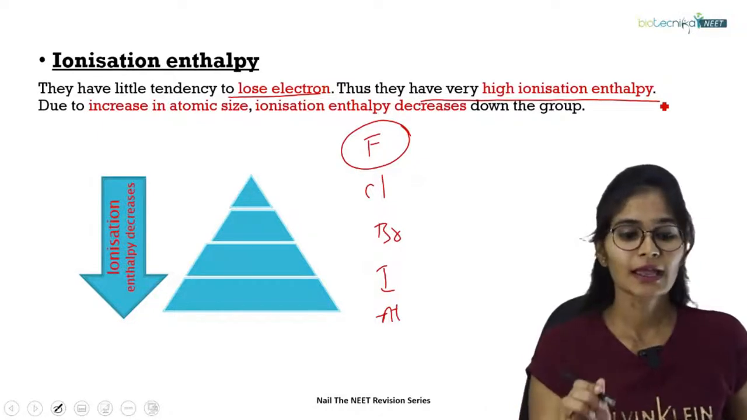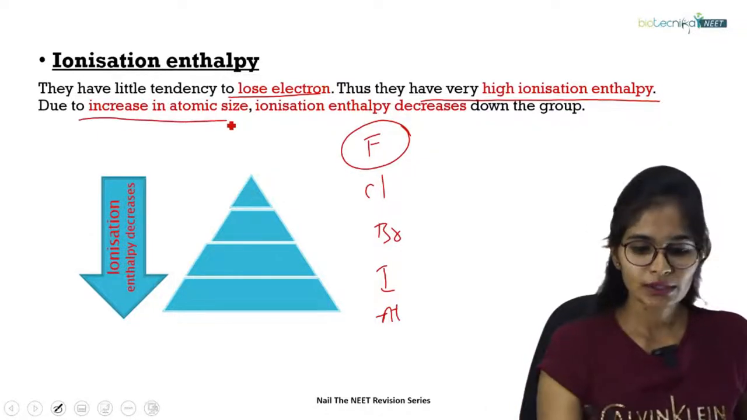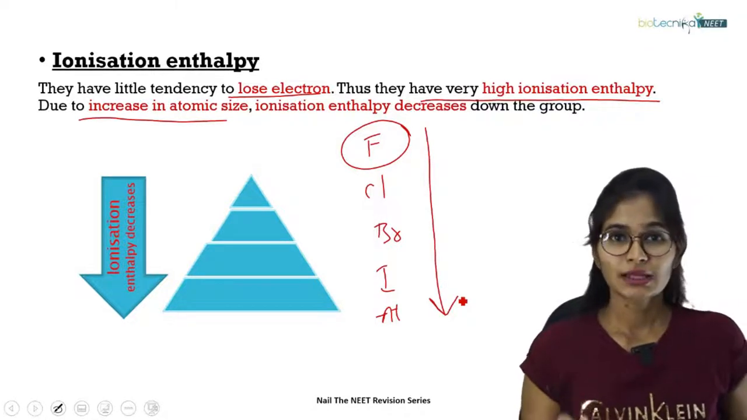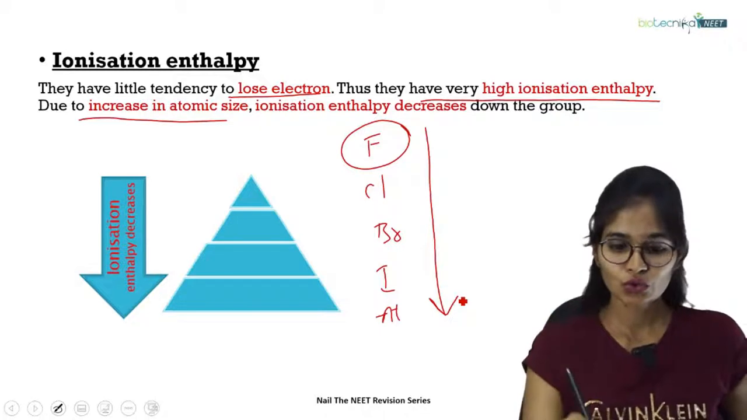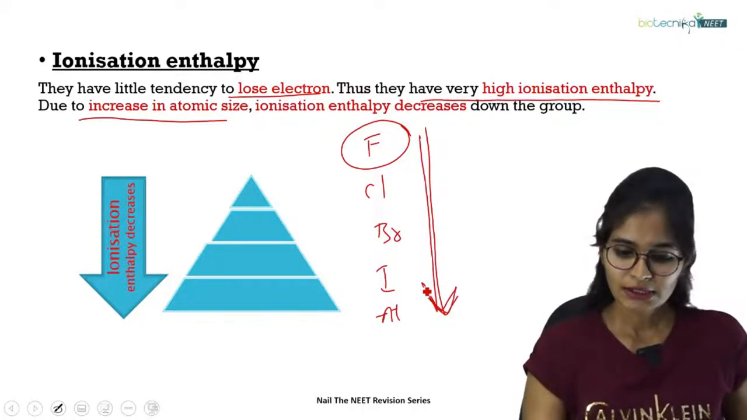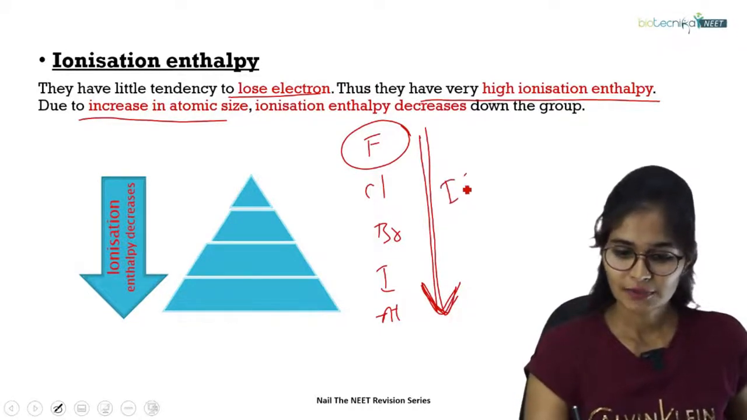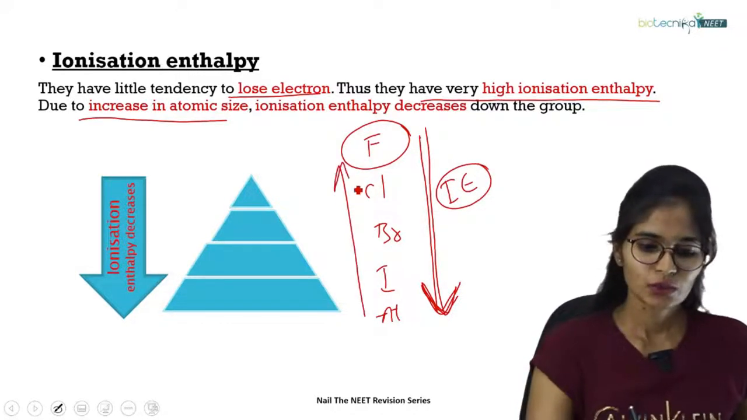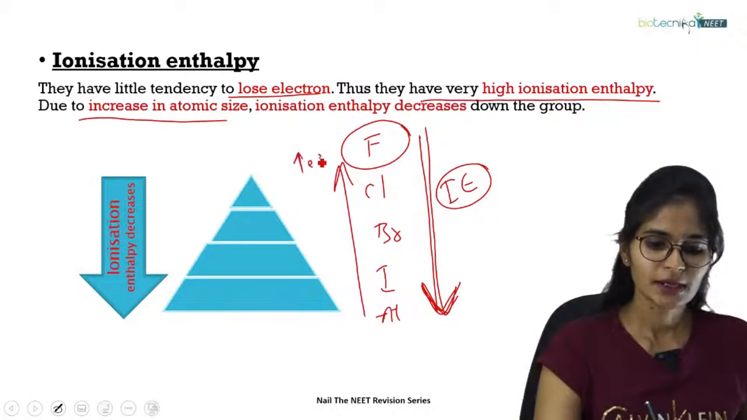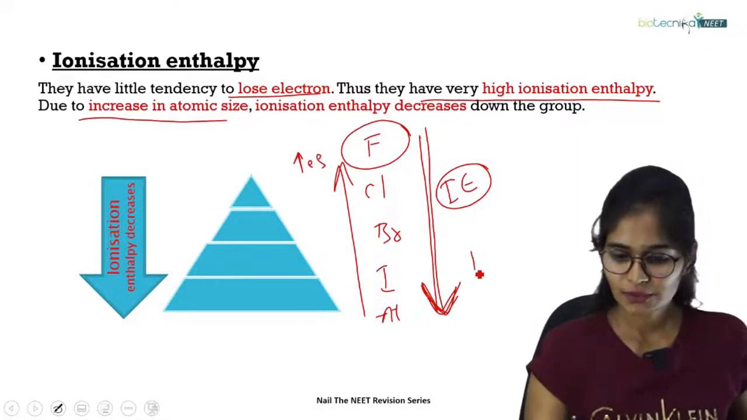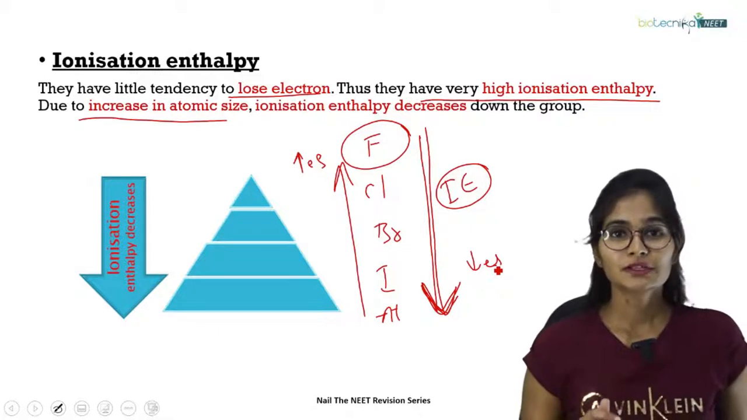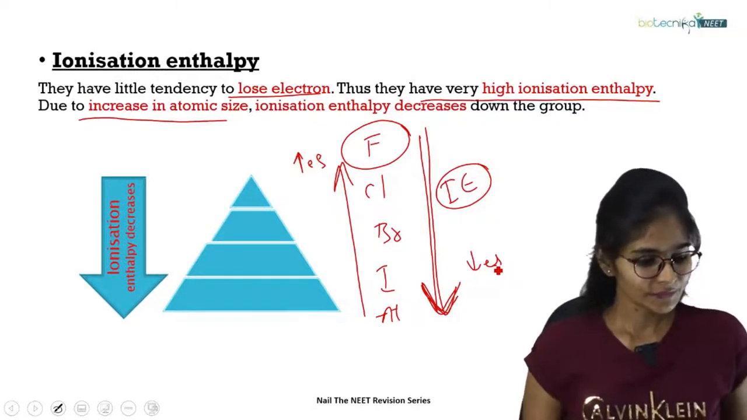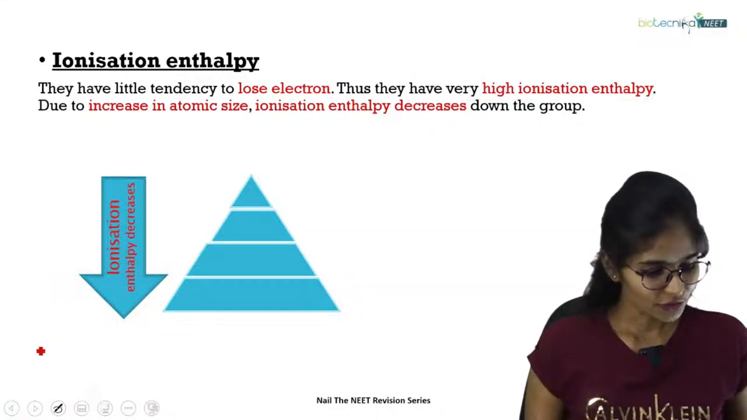They have very high ionization enthalpy, and due to the increase in size down the group, the ionization enthalpy also decreases. So when you go towards iodine, the ionization enthalpy will decrease. When you go towards fluorine, it will be increasing. When you go towards iodine, it will be decreasing. So that is the trend between fluorine and iodine. And this is the ionization enthalpy you have studied.